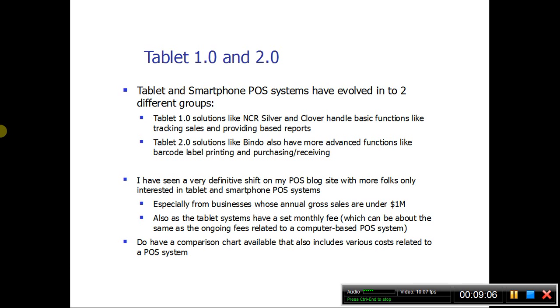Another thing I've noticed too with the monthly fees, even a traditional system that runs on a computer generally has a monthly fee, and when you get into the Cadillac of point of sale solutions like NCR Counterpoint, when I've met with folks and looked at their fees, they're paying easily $100 to $200 a month in ongoing monthly fees to use NCR Counterpoint. And that's about the same cost as a tablet solution like Bindo. I do have some various comparison charts. You can always reach out to me if you're interested in talking more about those.